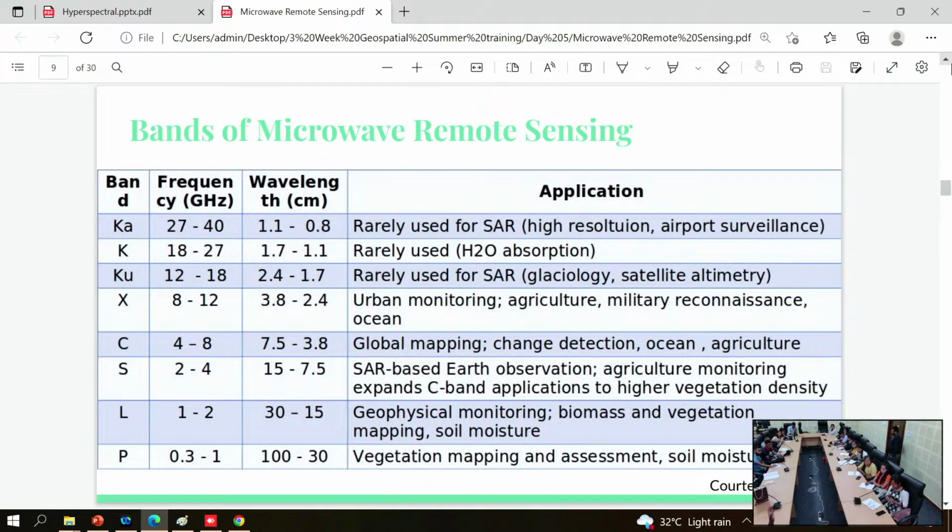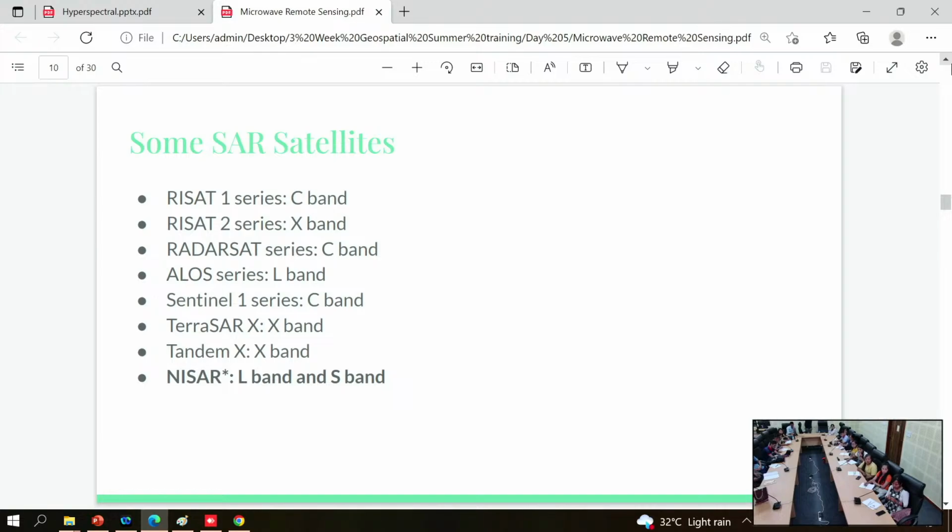Then if you go for these bands, you can go even up to the interior structures, the branching structures and the trunk, and the complete biomass related studies can be carried out. Okay. So, these are some examples of the microwave satellites.